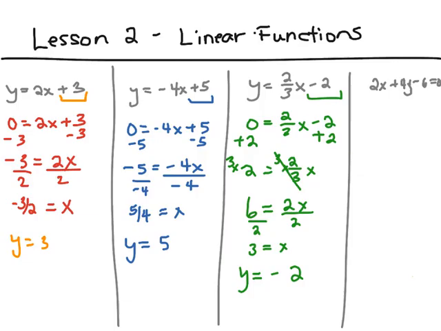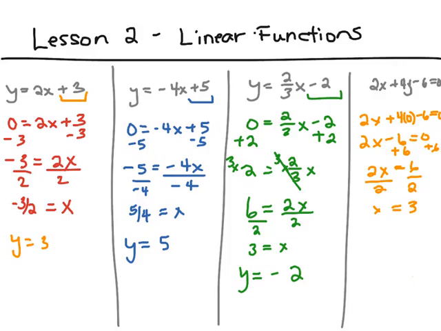And for our last one, for our x-intercept, we make y 0, so 2x plus 4 times 0 minus 6 equals 0. So we have 2x minus 6 equals 0. Add 6 to both sides, so 2x is equal to 6. Divide by 2, and x is 3.